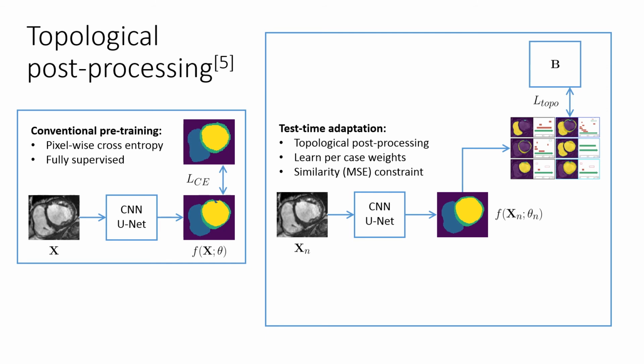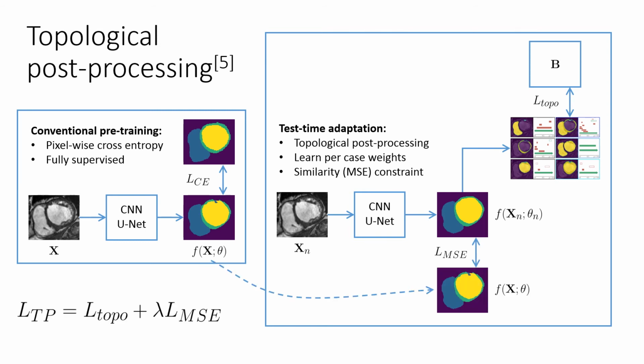as test time adaptation. The topological loss will encourage changes in the predicted segmentation that modify its topology to match the topological prior. However, given that topology is a global property, there are many potential changes that are consistent with this objective. To limit test time adaptation to the minimal set of changes needed to refine segmentation topology, we introduce a similarity constraint between the raw U-Net prediction and the result of topological post-processing. Here we show the final post-processing loss, which is optimized iteratively.